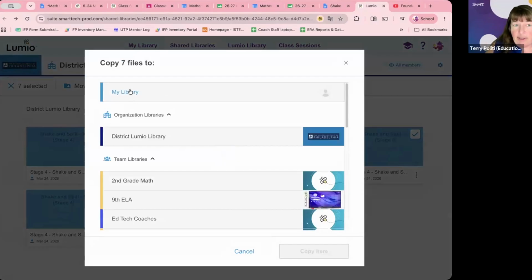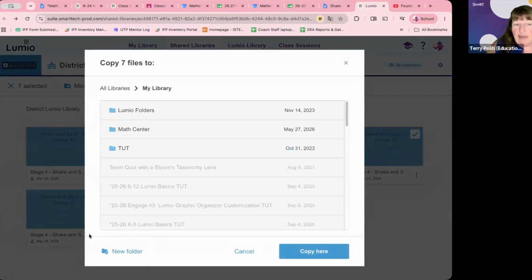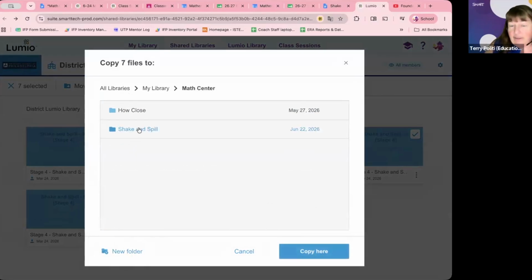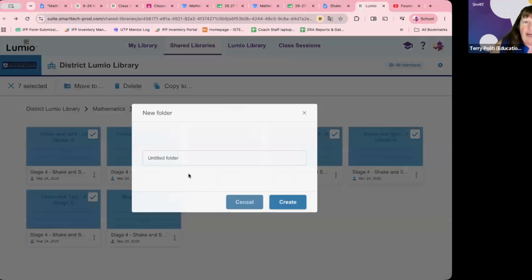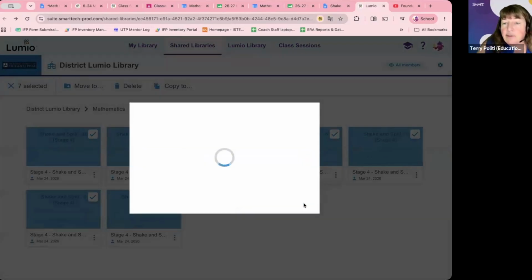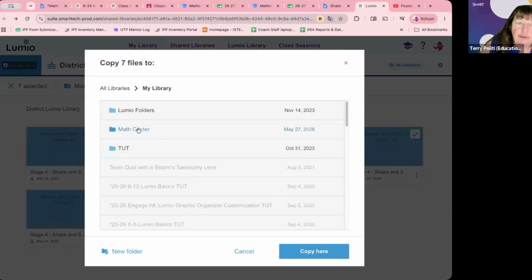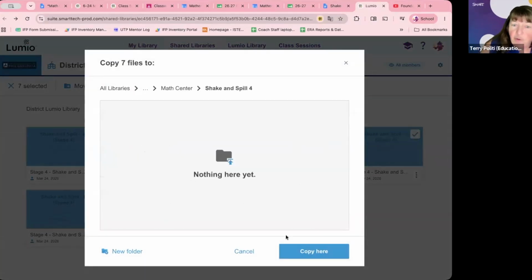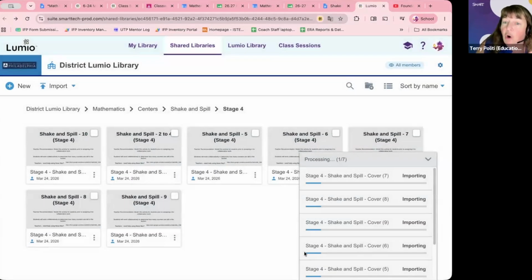Well, I want it in my library. I already made a new folder that's called Math Centers. And inside of there, I already made a shake and spill because I've done this 4 times now. But I would make a new folder and this is shake and spill stage 4, maybe. And hit create. So now I have that folder. So I go into my math centers, shake and spills 4, and I copy them all there. They're all going to be there ready for me to go.